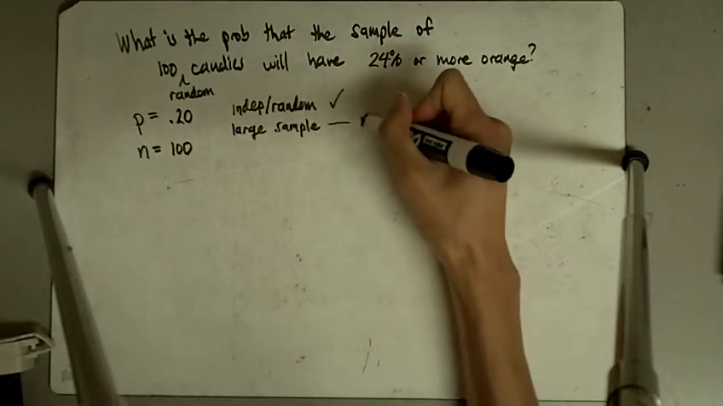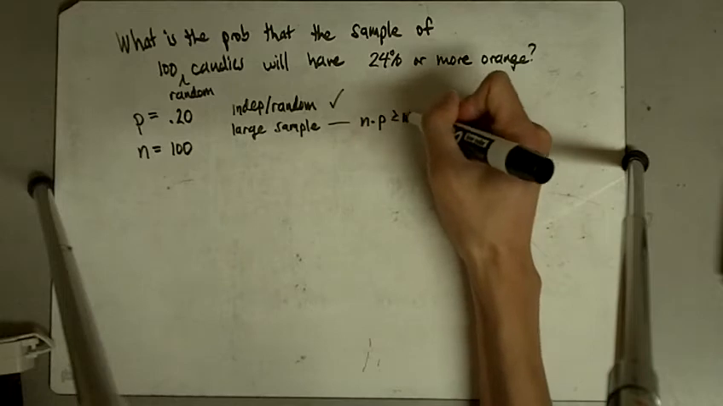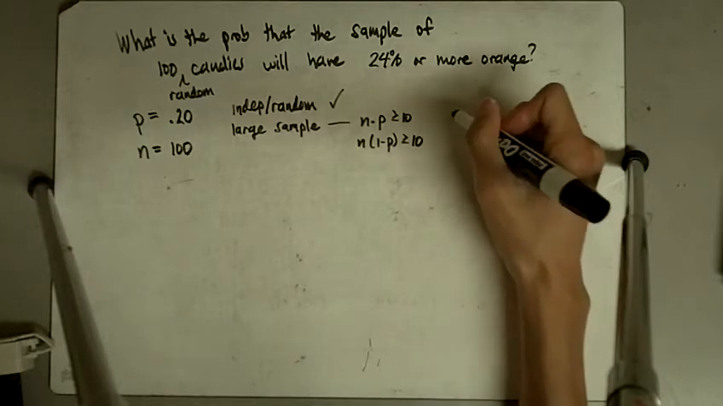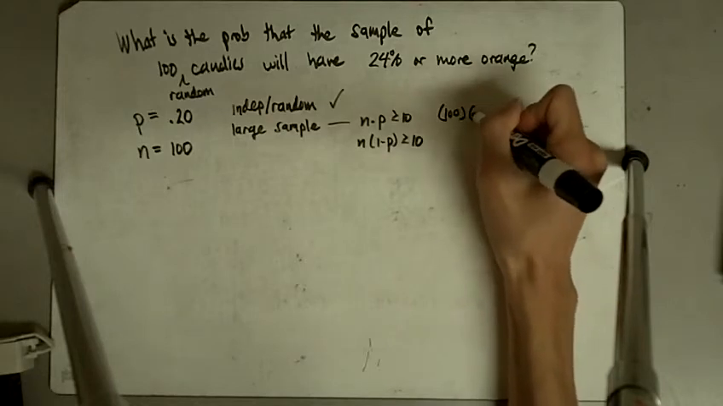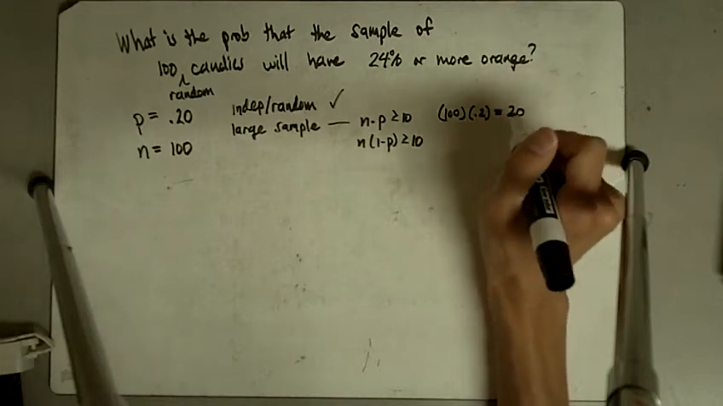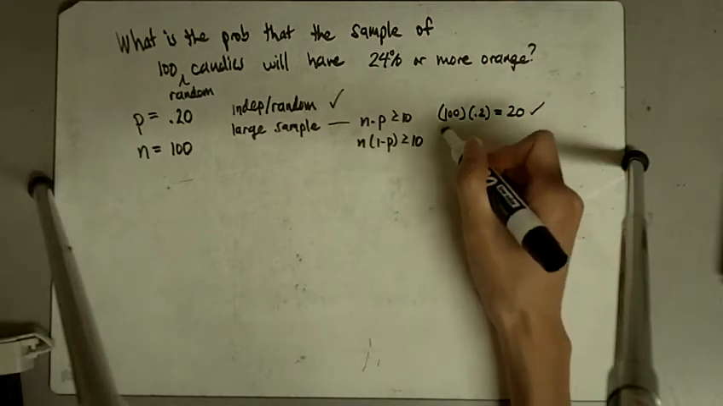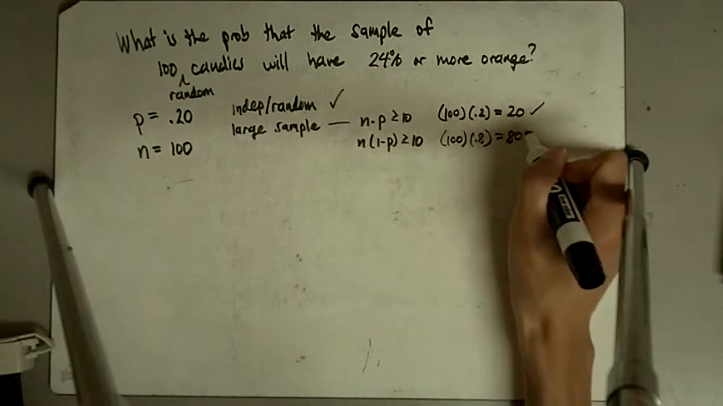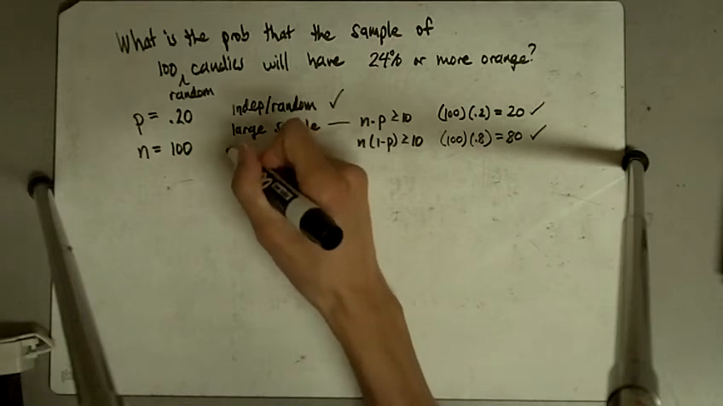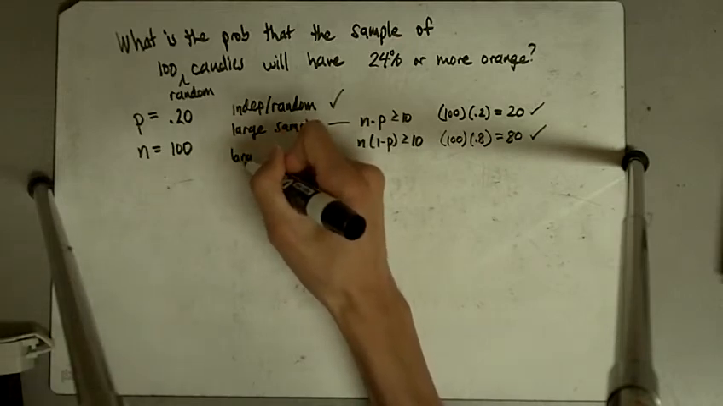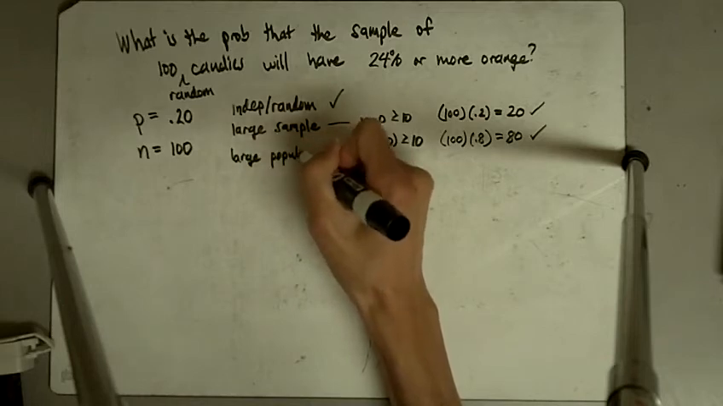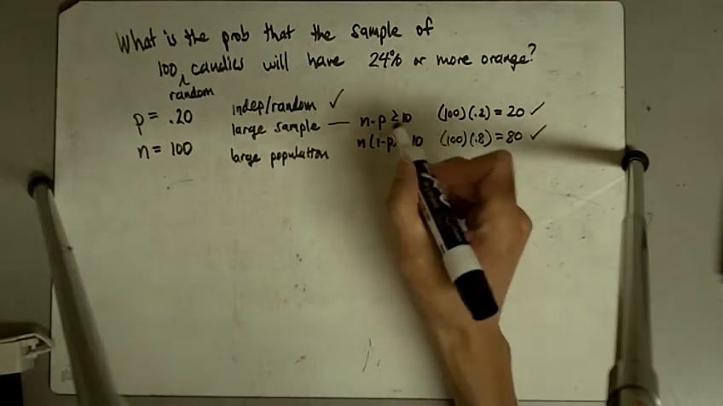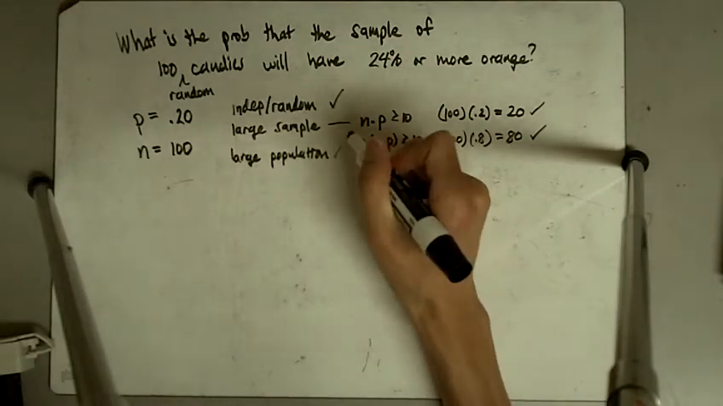To check that, we have to do n times p and make sure that's bigger than 10, and we also do n times 1 minus p and check if that's bigger than 10. So here n is 100 and p is 0.2. That gives me 20. That's bigger than 10, so we're good. n is 100, 1 minus p is 0.8. That gives me 80. So we're good. And finally, I want to make sure I have a big population. Is 100 candies more than 10% of all M&Ms ever? No. It's not, so we're good.